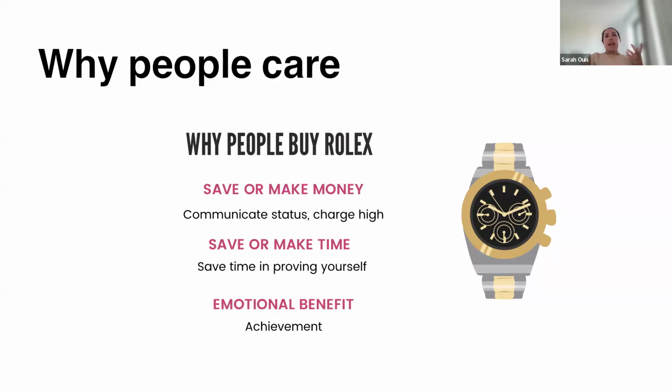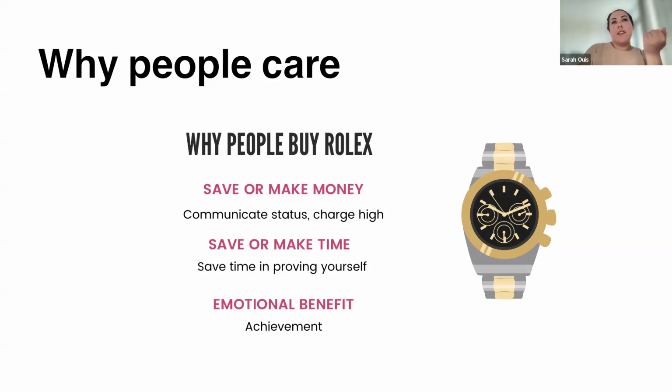The reason why people buy Rolex, if we link it back to why people care, in terms of the making money factor, well, if you have a Rolex, as you were saying, Brian, you elevate your status, right? You communicate a certain status, and you could potentially charge higher rates. If you show up in a business meeting with a Rolex, people might make certain assumptions about your rates and how much you're worth, if you will. Number two, in terms of the time component, you are saving time, not having to prove yourself. Number three, the emotional benefit, the sense of achievement, and so on.